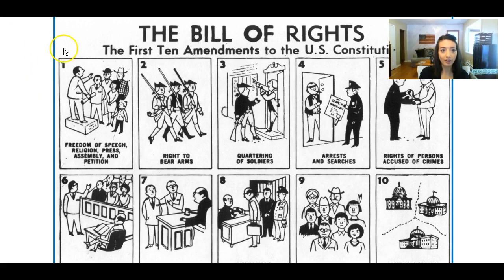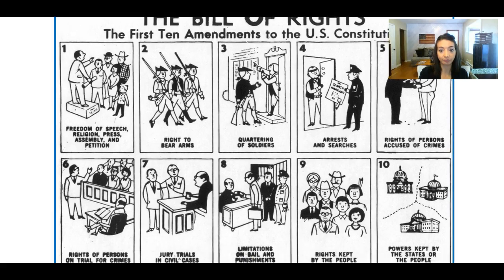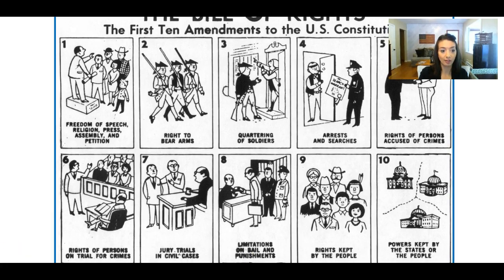Okay? So here is a graphic that shows you the Bill of Rights, which really are the first 10 amendments to the Constitution. Do you recognize some of these? They're talked about fairly often. Freedom of speech, the right to bear arms, powers kept by the states or the people. Going to the next slide.